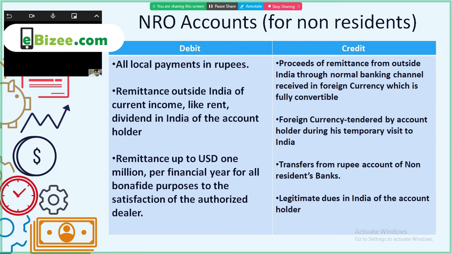Now, transfers from the other rupee accounts of the non-residents like NRE account, those transfers are possible in this, right? Then legitimate dues in India of the account holder. There may be some legitimate dues of the non-residents. Maybe some interest income or maybe some rents which are legitimate in nature, or maybe they are having some stake in some company and the company is giving the partnership money to a non-resident, which may be a minor money or a sleeping partner or anything, whichever is legitimate, it can be brought back.